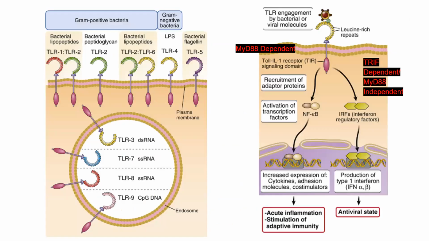Okay, so this is just looking at those intracellular TLRs in those endosomes. So 3, 7, 8, and 9, they all respond to different components of viral DNA or protein. But you don't have to know that. Just know the numbers is fine. When we're looking at this pathway here, this is called the TRIF dependent or MyD88 independent pathway.